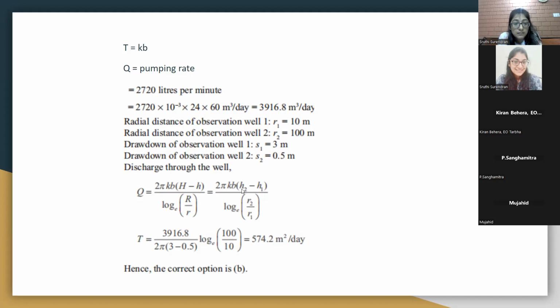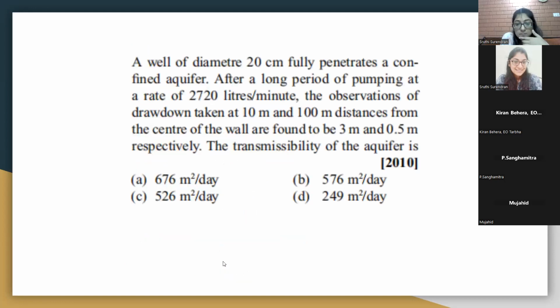When you're finding out the transmissibility, you just put in this value: 3916.8 divided by 2 pi into (3 minus 0.5), which is the H2 and H1 value. H2 will be 3 and H1 will be 0.5. The log of 100 by 10, which is equal to 574.2 meters square per day. So that option is coming as B option.